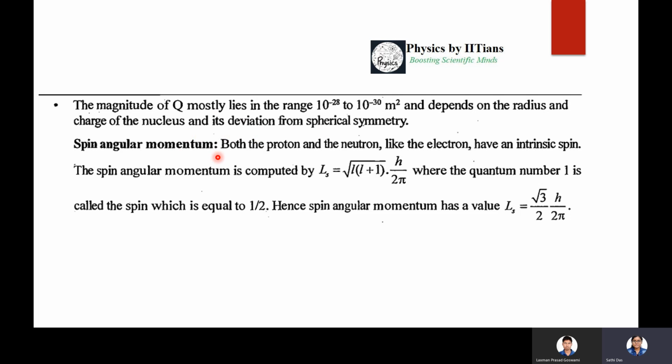Now, if you want to take the spin angular momentum, both proton and neutron, like the electron, have intrinsic spin. So the total angular momentum can be written as Ls equals root s into (s plus 1) h cross. Since these are fermions, it is a half-integral spin. So the spin angular momentum has a value root 3 by 2 h cross.